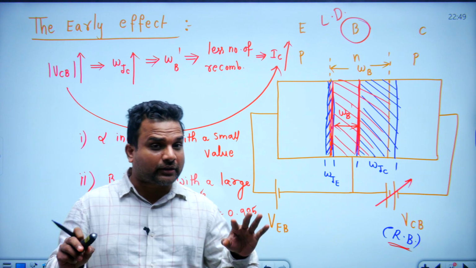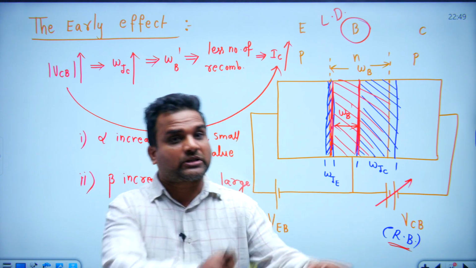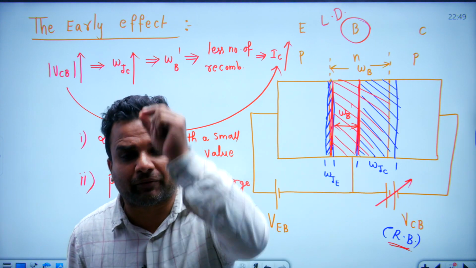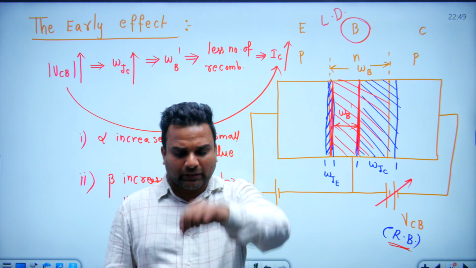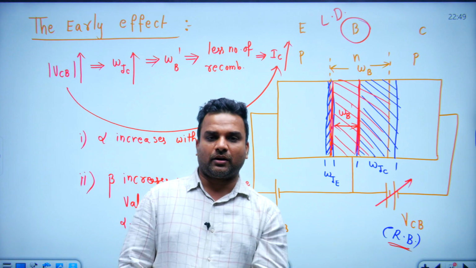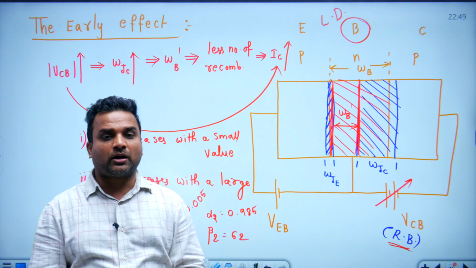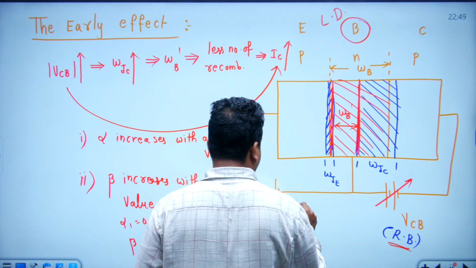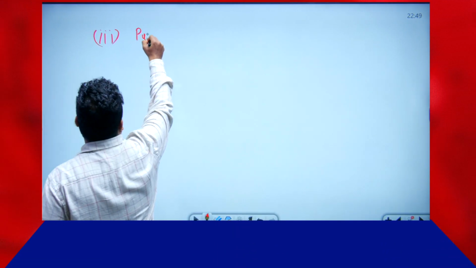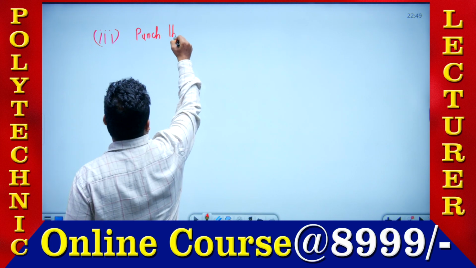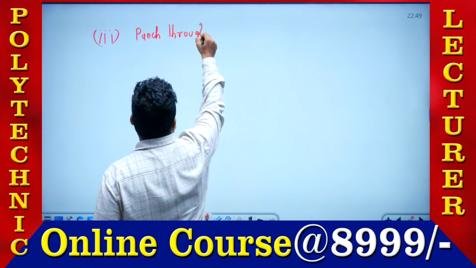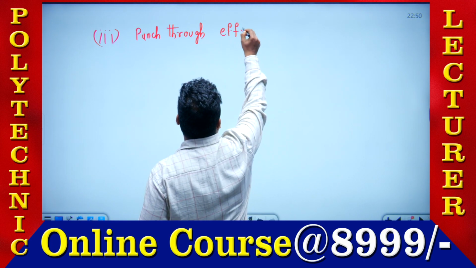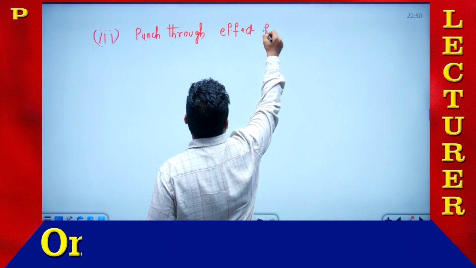The reason is not like thermal runaway occurred, which is why the transistor got damaged. No, there is an internal short circuit between the collector and emitter regions. That is the reason the transistor got damaged, and this whole concept is called punch through effect. So guys, I can say the third point is punch through effect for a large VCB. It may happen guys.